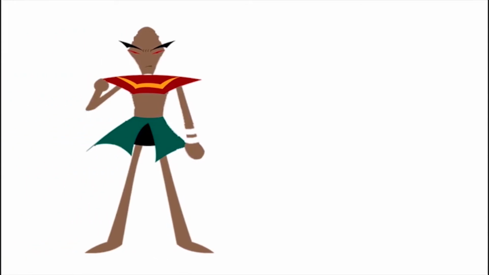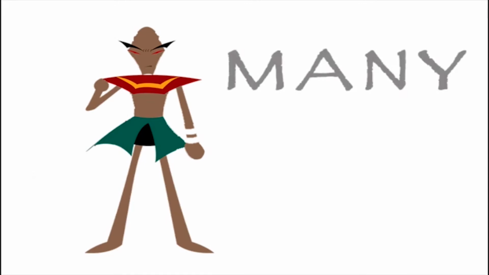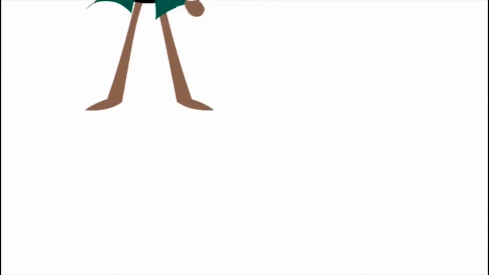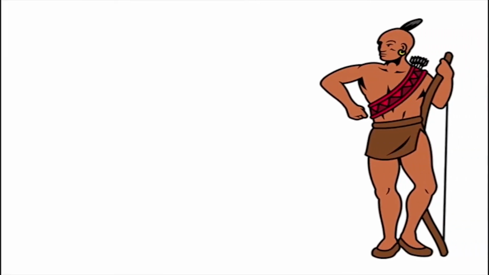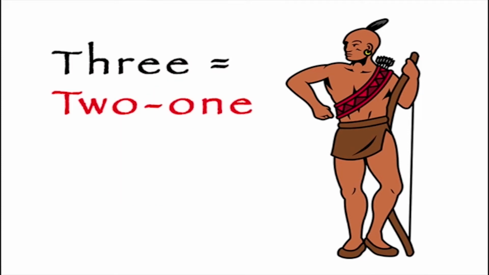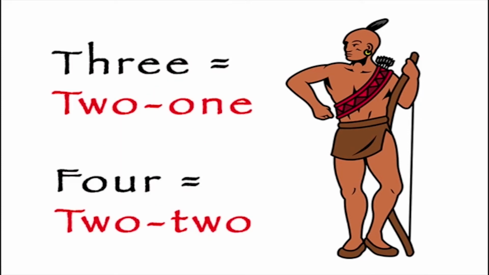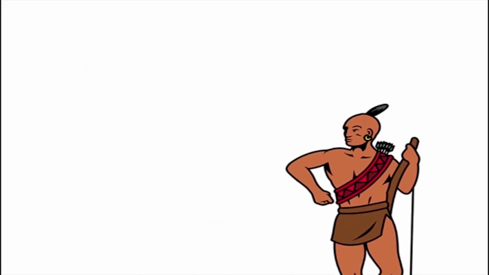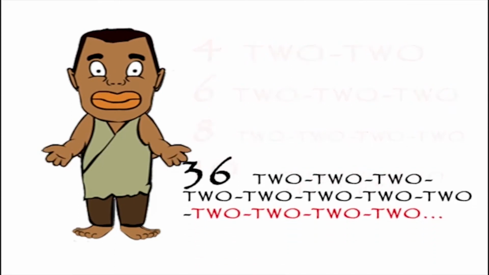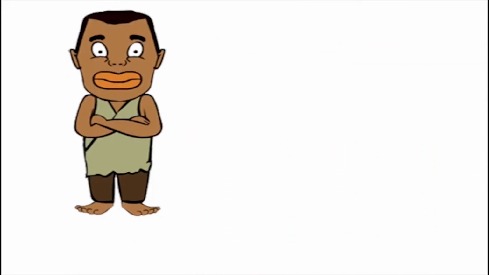Certain Australian tribes counted only up to 2. Any number greater than 2 was referred to as much or many. Some South American Indians along the Amazon had names for numbers up to 6. They called 3 as 2-1, 4 as 2-2, and so on. The Bushmen of South Africa had similar names. They stopped at 10 numbers because the names were becoming too long.